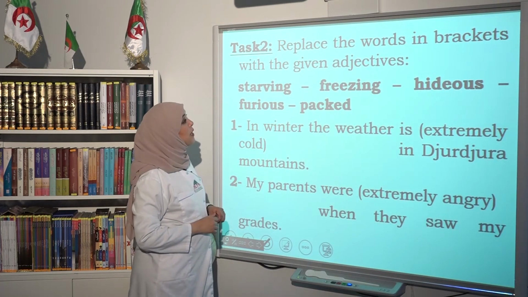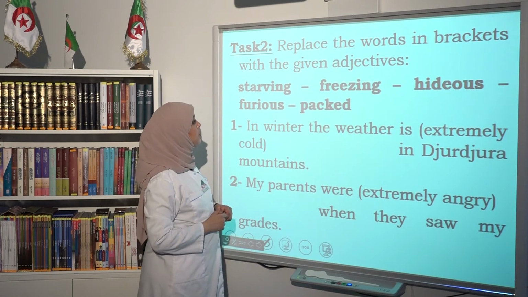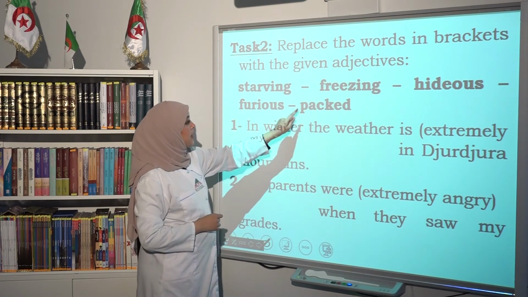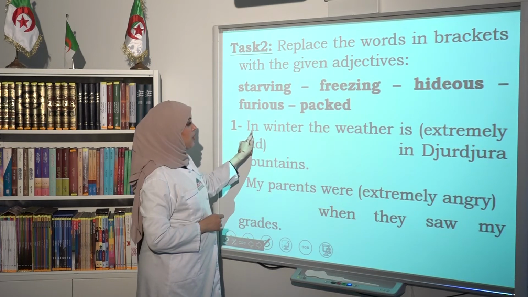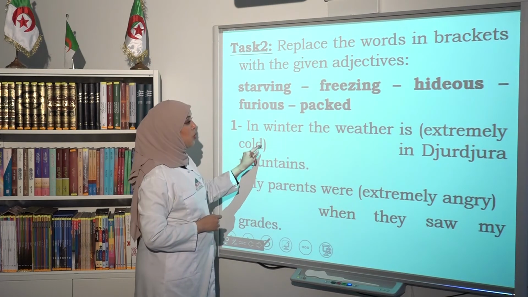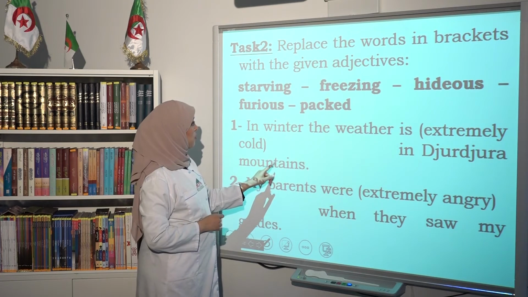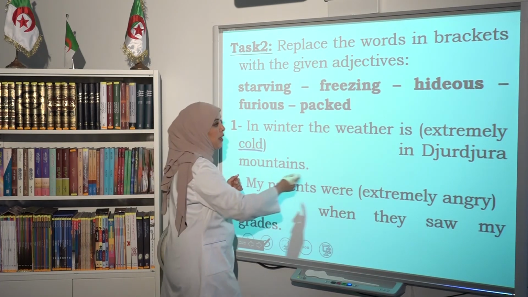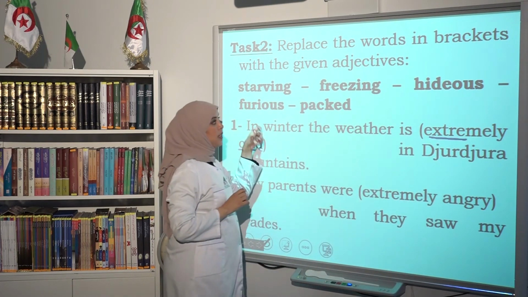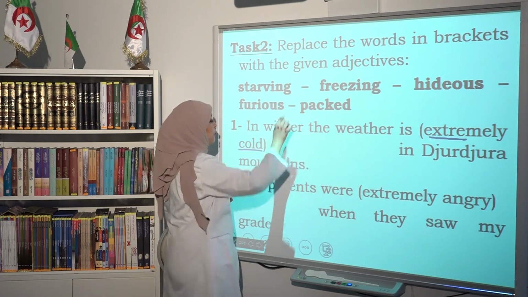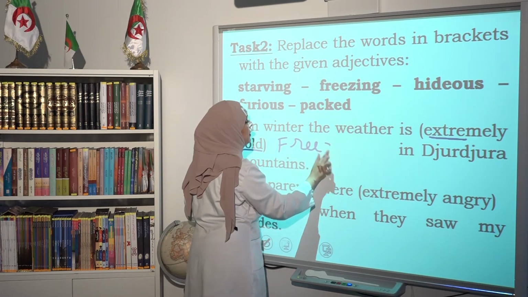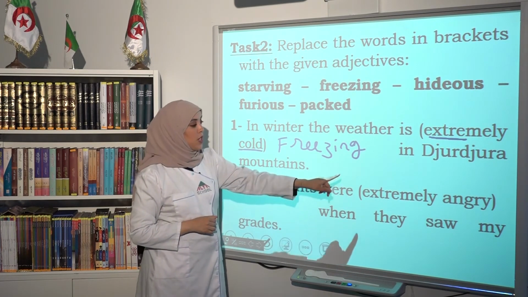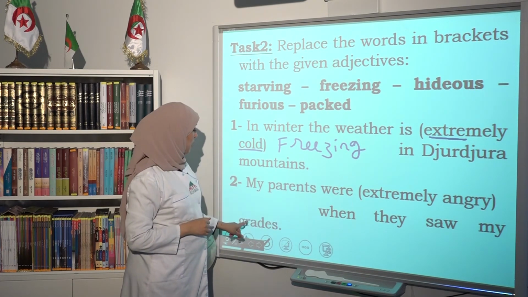Now, task 2, replace the words in brackets with the given adjectives. I have starving, freezing, hideous, furious, and packed. In winter, the weather is extremely cold in Jojura Mountains. So here, where's my adjective? This is my adjective, base one, and extremely. So what's the equivalent here? The equivalent would be freezing.